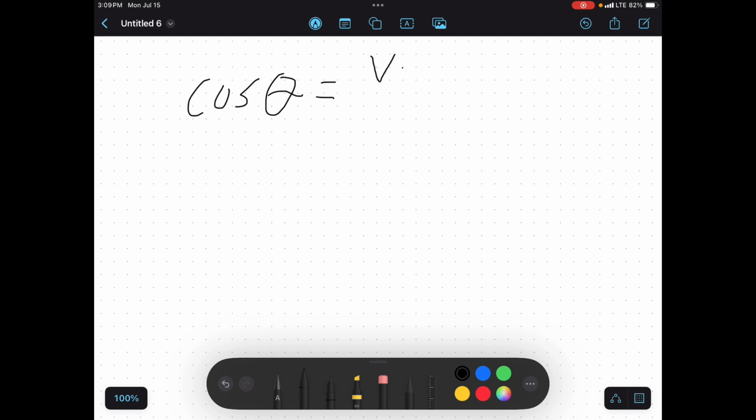Oops, I was supposed to put u first. Let's change that. My u's and my v's are going to look pretty similar anyway. For the vectors u and v, it's their dot product divided by the product of their magnitudes.